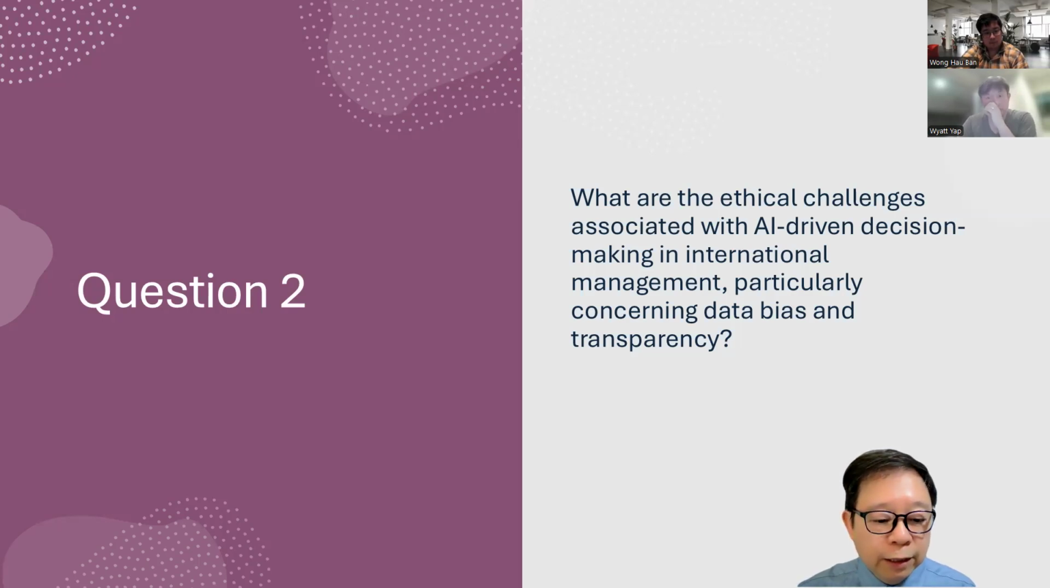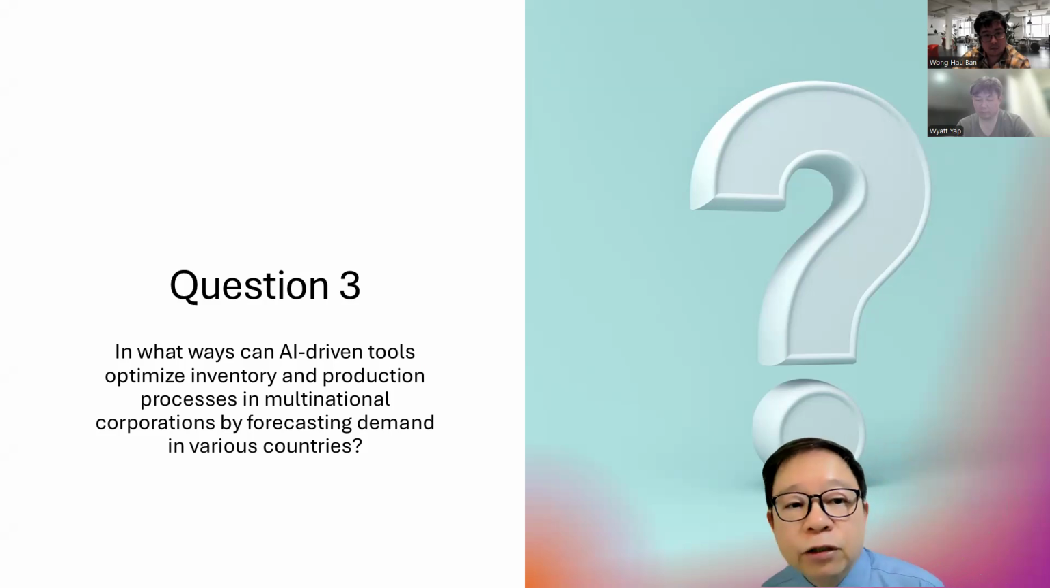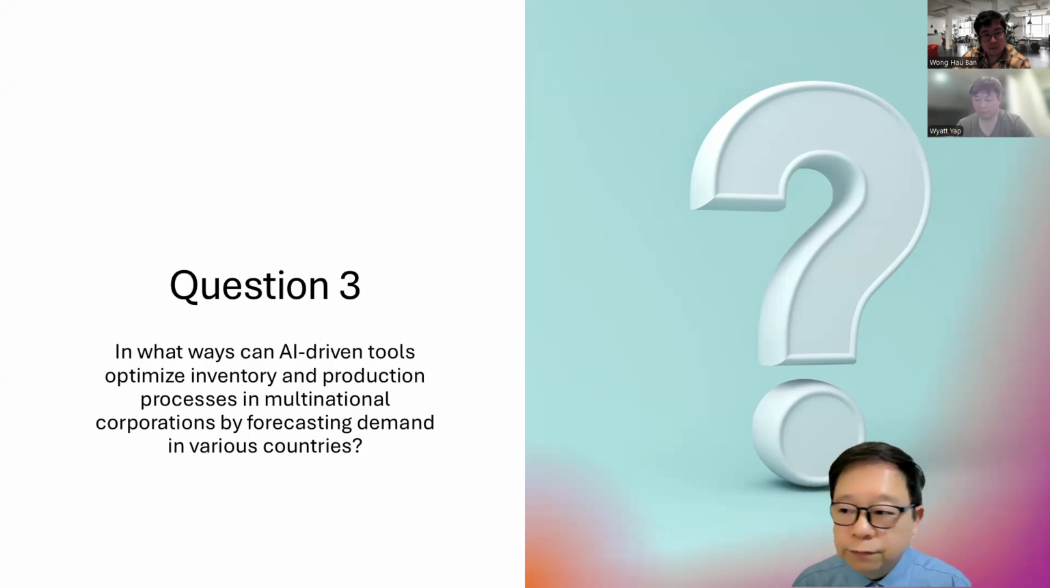Okay, good. So next question is, in what way can AI-driven tools optimize inventory production process in multinational corporation by forecasting demand? Okay, so maybe I can take this question. Yes, there are a lot of ways for us to forecast using AI, right? One is data-driven demand forecast for effective inventory production management. I think we need to make sure that we know what the demand is, so that we don't overproduce or underproduce the goods. So yes, the AI-driven forecast will be very useful.